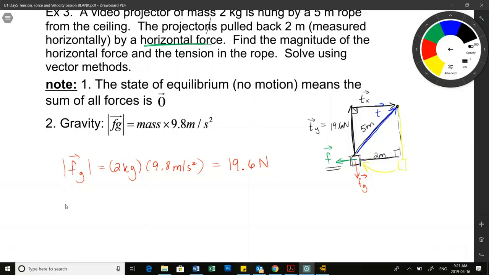Because we're at equilibrium, right? So all of these forces need to be acting in the opposite direction to one another to keep this at rest. So we have to find the magnitude of the horizontal force and the tension in the rope. Okay, so we have two sides. I have a length, and I have newtons.